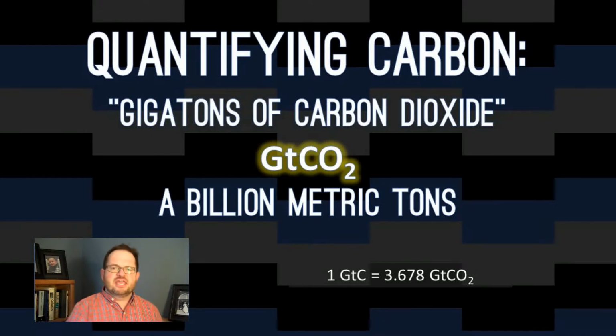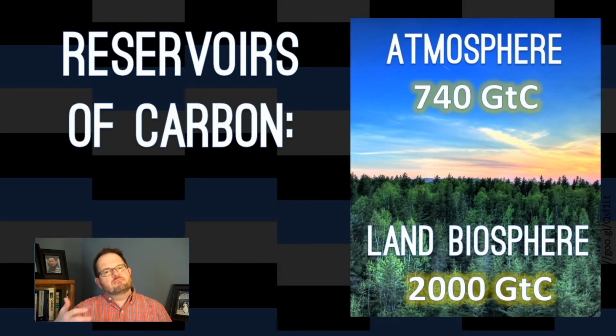That way we can recognize that it doesn't really matter: is it in the form of methane? Is it in the form of carbon dioxide? Whatever, it doesn't really matter. So we're going to describe carbon as it moves through the carbon cycle in terms of gigatons of carbon, recognizing that there are other ways it could have been done.